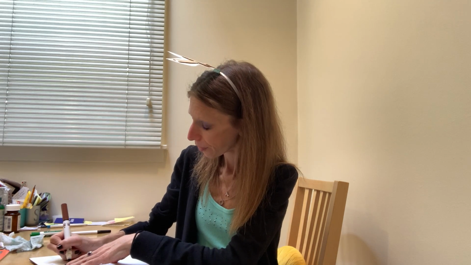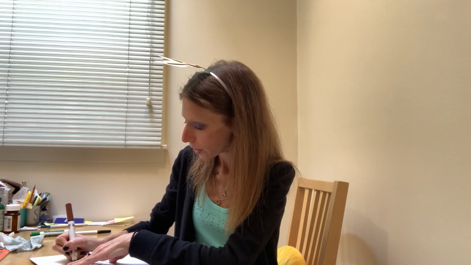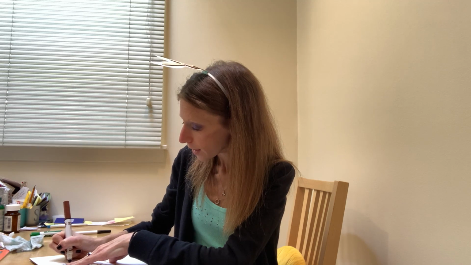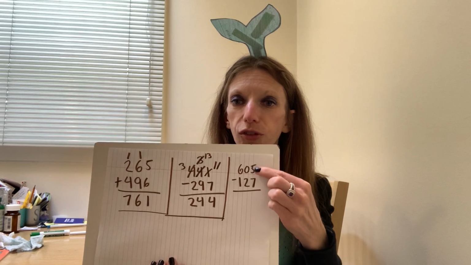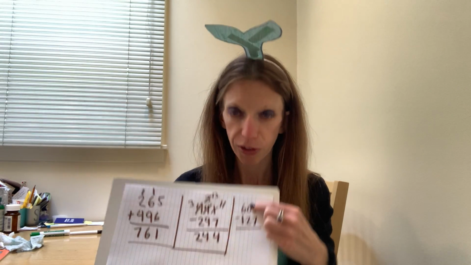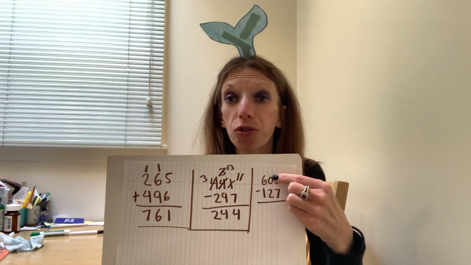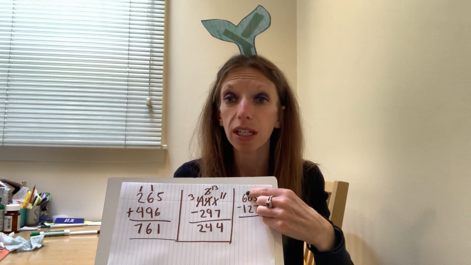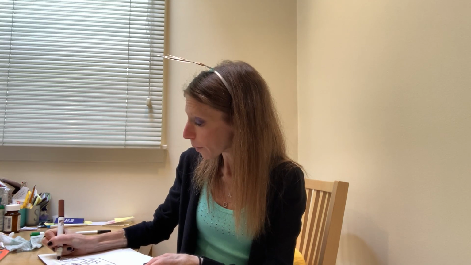Okay, let's go. 605 minus 127. Okay. We cannot do 5 minus 7, so we have to regroup. But there's a 0, so there's nothing to regroup. So we need to go to the hundreds, right? You can't take anything from a 0. So the 6 becomes a 5, then the 0 becomes a 10.